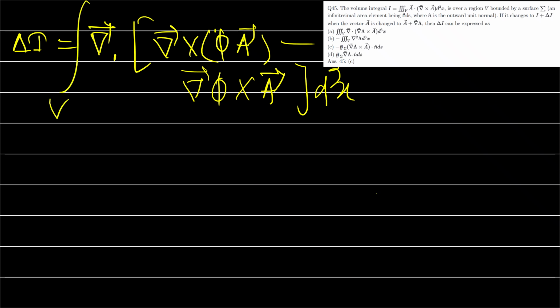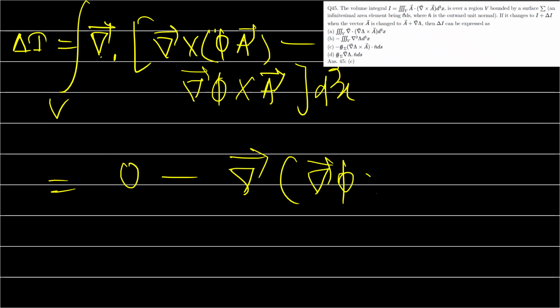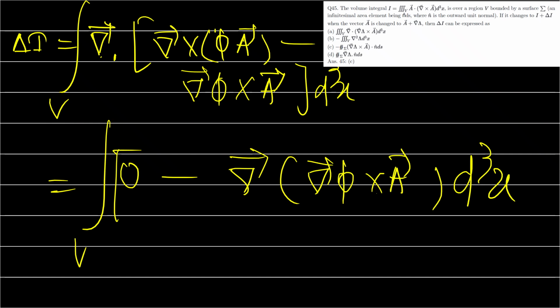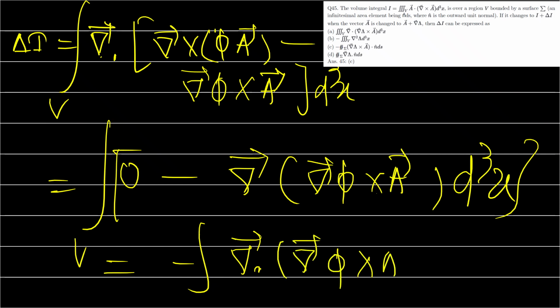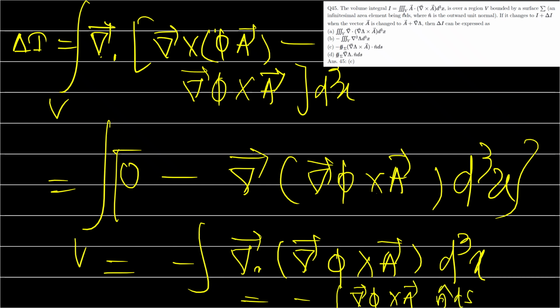Now by solving the bracket, divergence of a curl is nothing but 0. So 0 minus of phi cross A equals the whole volume integral. So this value will become minus of... now here we have to use Gauss divergence theorem. By using Gauss divergence theorem, we will get this value as minus phi A into n cap ds surface integral.